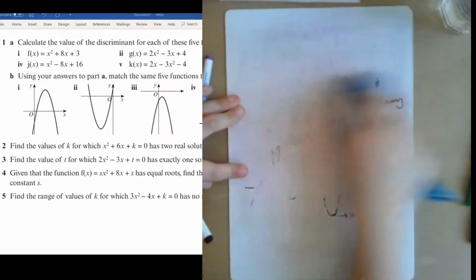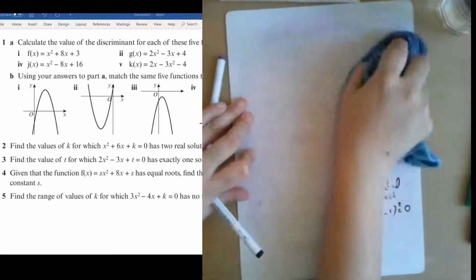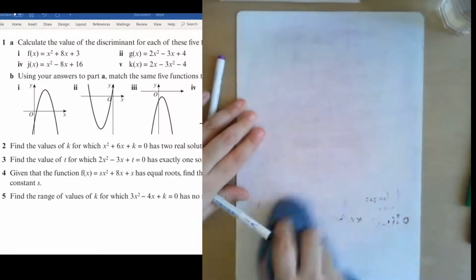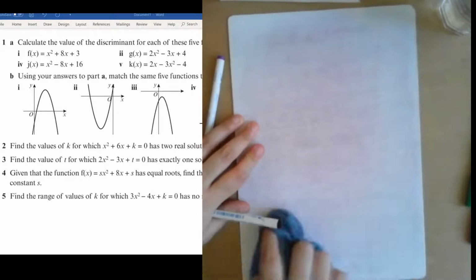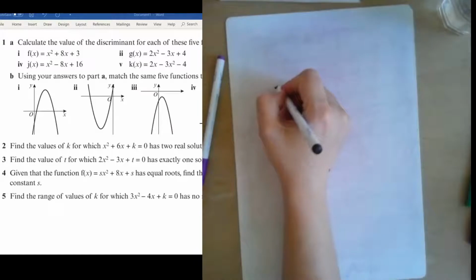Okay, so looking at these questions, it says calculate the value of the discriminant for each of these 5 functions. When they say functions, they're basically just saying y equals, okay? Do you know when I have this graph?